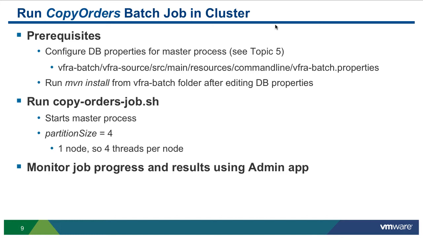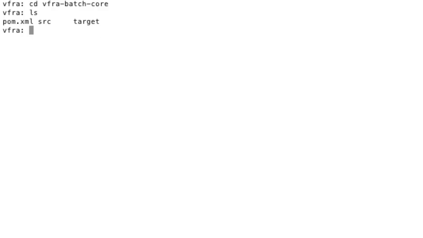I have configured my database properties for my command line master script as described in the install docs, and I'm ready to run the copy orders job. In this case, we'll be using a partition size of 4 with a single node in the cluster. That means all 4 requests will be sent to the single node by the load balancer, and they'll be executing in parallel because we're using a task executor thread pool in our job configuration.